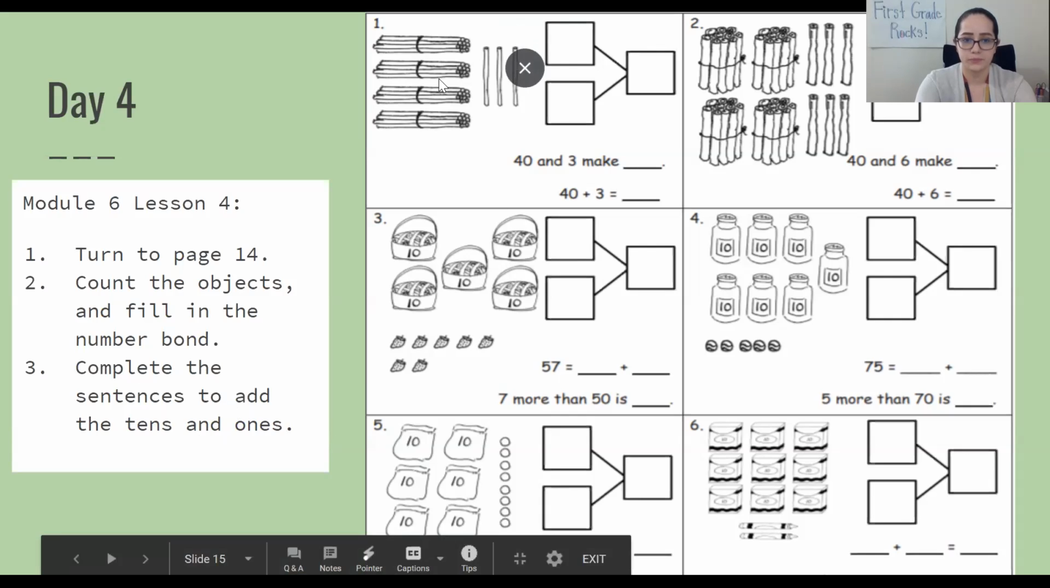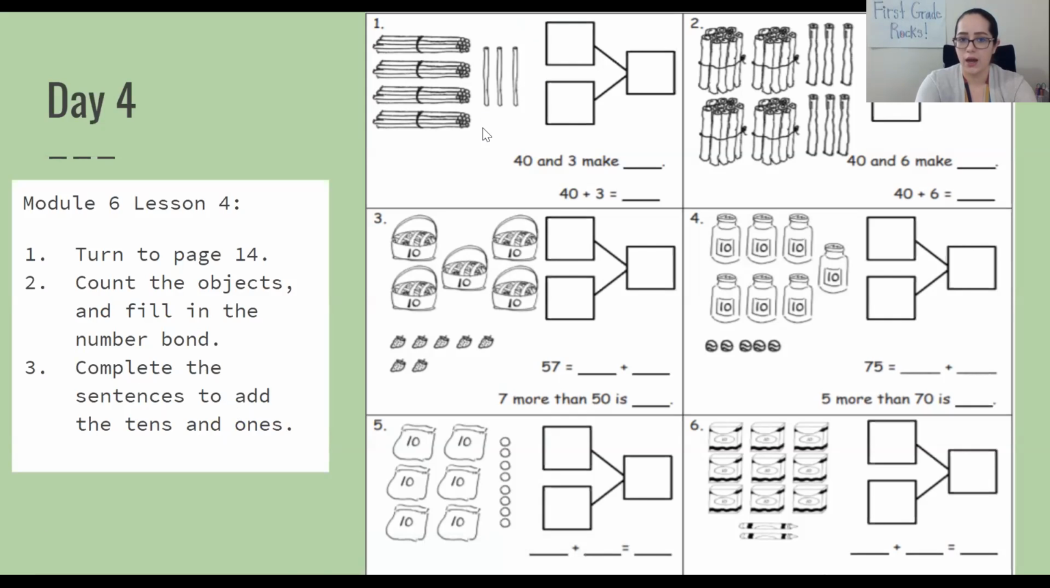All right, number 1. I'm going to go ahead and just count how many I have in all first, and then break it up into my tens and my ones. So 10, 20, 30, 40, 41, 42, 43. So I have 43 total. Okay, now I'm going to see how many I have in tens. 10, 20, 30, 40. I have 40 in tens. And then 1, 2, 3 in ones.